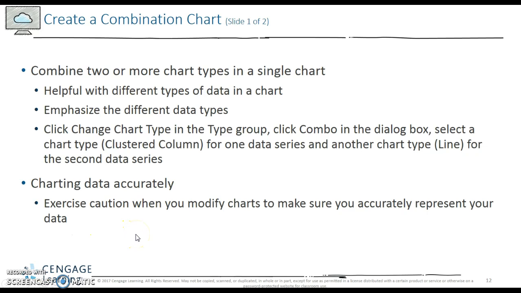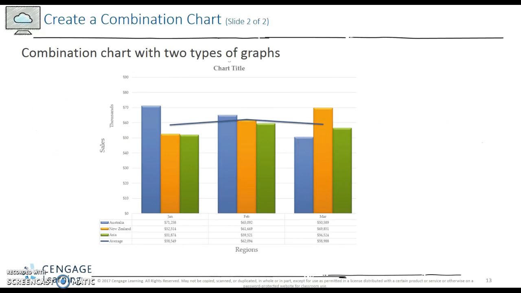You can also combine charts and create a combination chart. It can be helpful when you have different data types and you want to emphasize a certain data type. To do that, you click on Change Chart Type, and then you click on the combo in the dialog box and select a chart type like clustered column. And then for another one, you might select a line data item, but what you're doing is actually combining those charts. Here's an example of a combined chart.